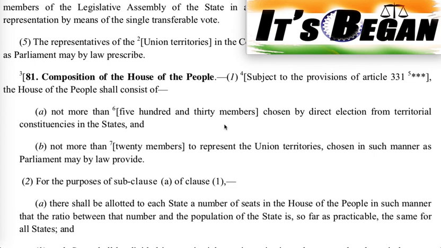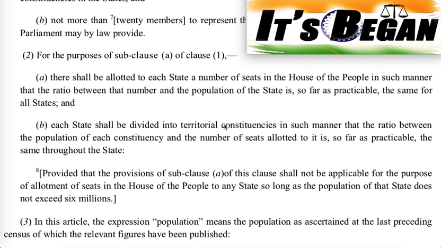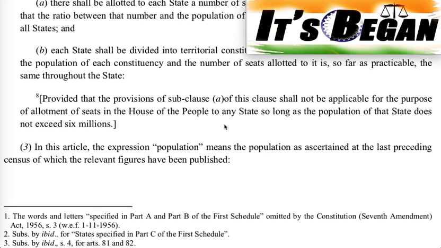Subclause A: There shall be allotted to each state a number of seats in the House of the People in such manner that the ratio between that number and the population of the state is, so far as practicable, the same for all states, and Subclause B: Each state shall be divided into territorial constituencies in such manner that the ratio between the population of each constituency and the number of seats allotted to it is, so far as practicable, the same throughout the state, provided that the provisions of Subclause A of this clause shall not be applicable for the purpose of allotment of seats in the House of the People to any state so long as the population of that state does not exceed 6 million.